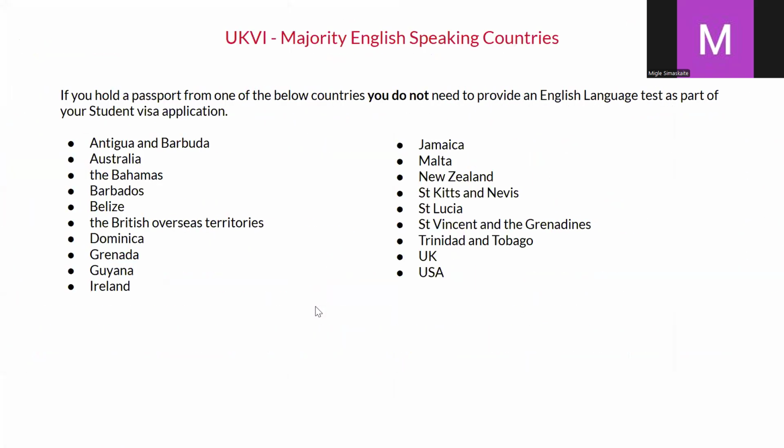Now, another important qualification is your English language. Please take a quick look at the below list, and if you're a national of any of the listed countries, you will not be asked to provide your English language qualification. However, if you are a dual national and you're using a different passport issued by another country for your CAS and visa application and travel to the UK, you'll still need to prove your English language qualification.